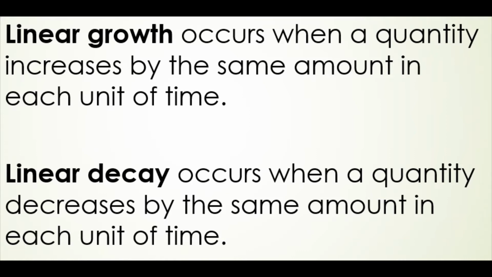Linear decay occurs when a quantity decreases by the same amount in each unit of time. So for example, if I have a 12-pack of soda and I drink 1 per day, then the total quantity of soda that I have left is decreasing by 1 per day. And that's an example of linear decay.